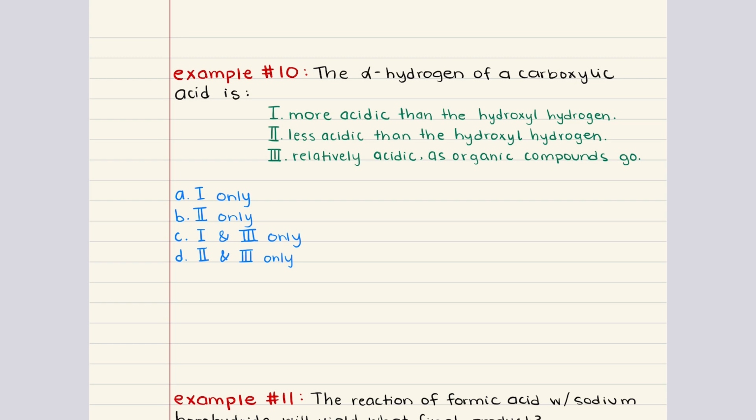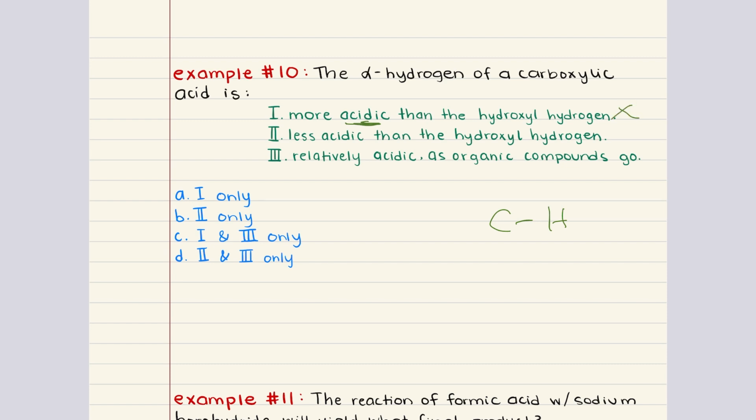Statement 1 says the alpha hydrogen is more acidic than the hydroxyl hydrogen. This statement is false. In a carboxylic acid, the hydroxyl hydrogen, the one bonded to oxygen, is the most acidic hydrogen. It is the hydrogen that is easily lost in the typical acid-base reaction of a carboxylic acid. The alpha hydrogen, while somewhat acidic compared to other carbon-hydrogen bonds, is less acidic than the hydroxyl hydrogen. Therefore, statement 1 is incorrect.